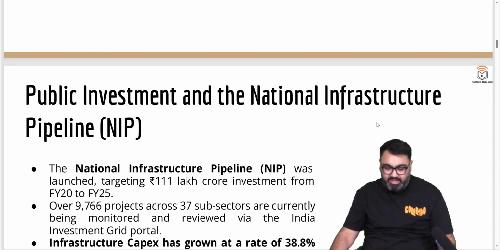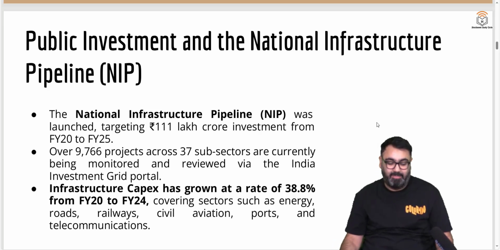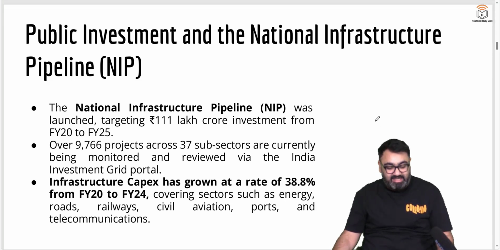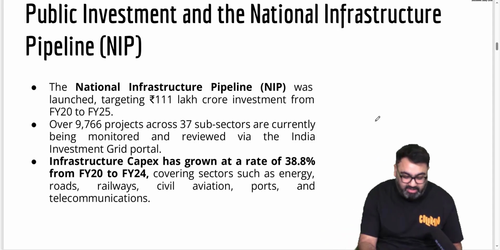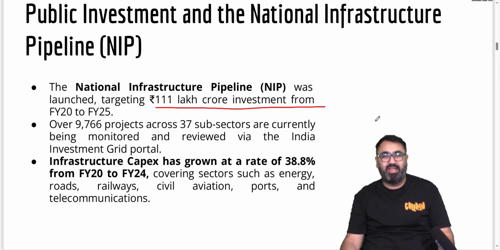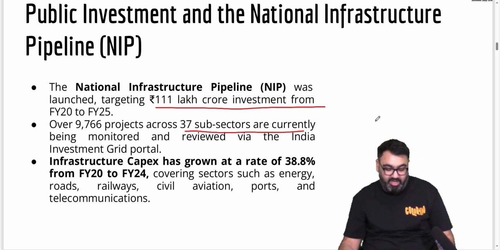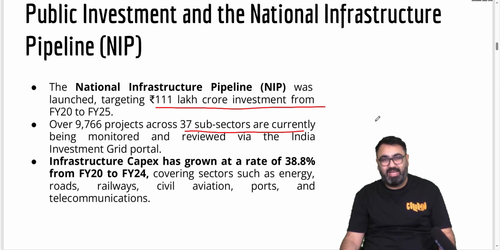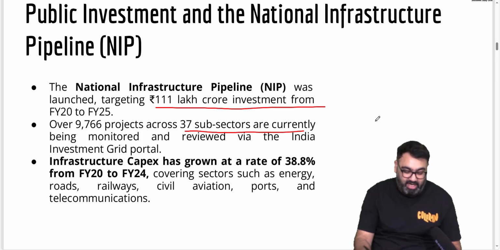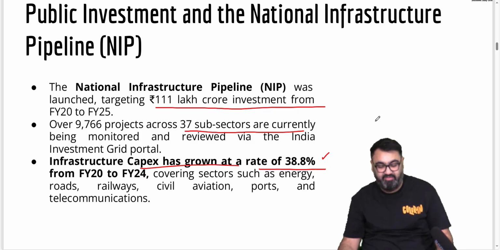First, this chapter talks about public investment and government initiatives such as the National Infrastructure Pipeline. The economic survey says that the National Infrastructure Pipeline was launched targeting 111 lakh crore investment from FY20 to FY 2025. Under this, close to 10,000 projects under 37 subsectors are being monitored right now. And the good part is, as per the economic survey, the government has been increasing its capital expenditure. So infrastructure capex has grown at a rate of 38.8%, which is a very, very good thing.